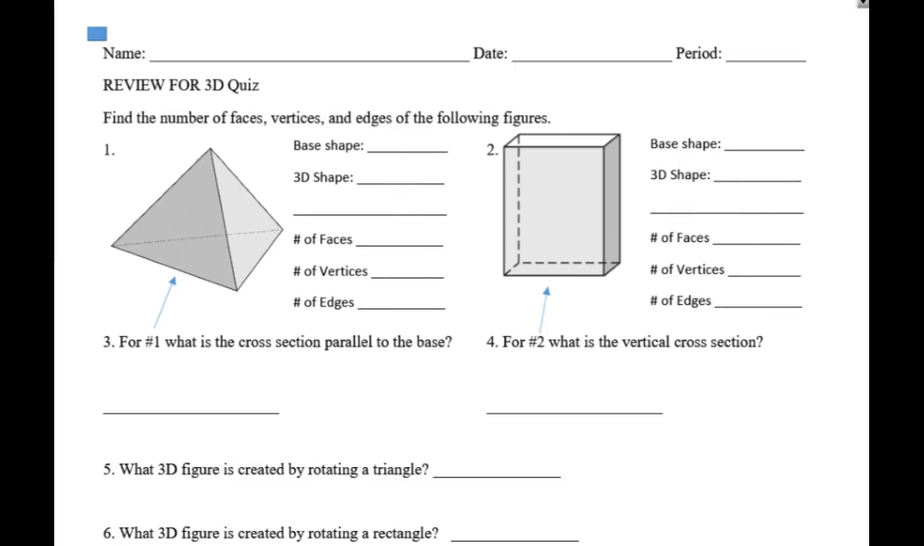Here's a review for the 3D quiz. Number 1, what's the base shape? On the bottom, hopefully you can see the bottom of that shape is a triangle. And then the 3D shape, the whole shape, I need the first and last name. The triangle's on the base, so it's triangular.